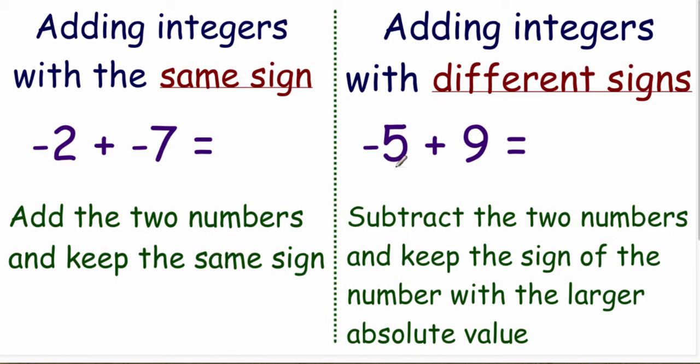And then different signs where one of them is negative and one of them is positive. Adding integers with different signs. So you're actually going to subtract. Negative 5 plus 9 is really 9 minus 5. Keep the positive 4. So it says subtract the 2 numbers and keep the sign of the number with the larger absolute value. 9 is further away from 0 than 5, so we're going to keep it a positive 4 since 9 is a positive number as well. I forgot to write this one down. A negative 2 plus a negative 7 results in a negative 9. Okay, once you have all that down, you can go ahead and do the examples with me.